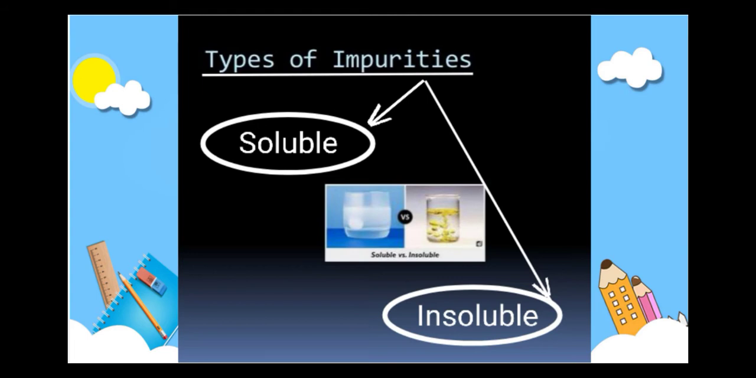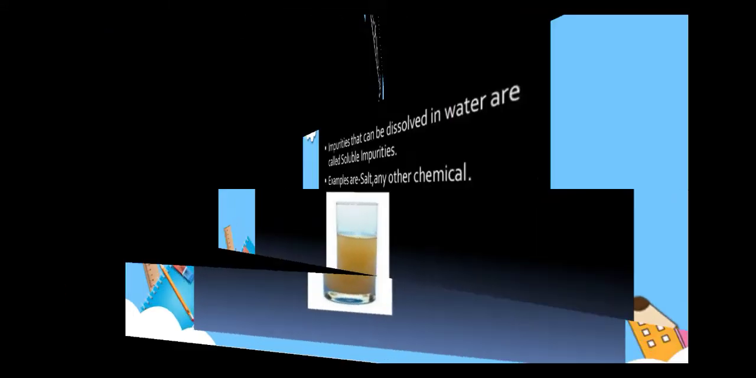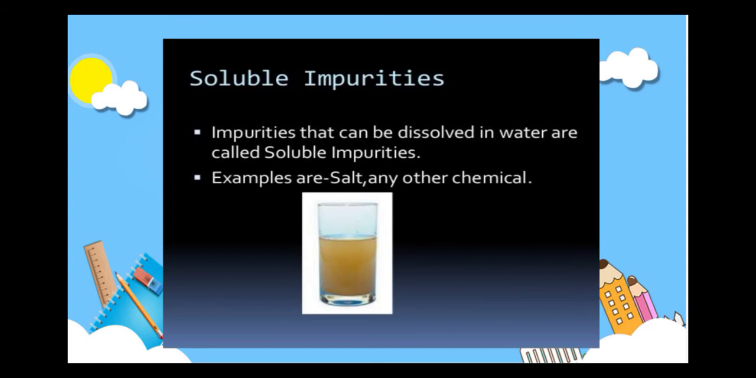There are two types of impurities, basically soluble and insoluble. We will discuss these impurities first. What are soluble impurities? Impurities that can be dissolved in water are called soluble impurities. For example, salt, sugar, or any other chemical that is soluble in water, which means it can be easily dissolved in water.